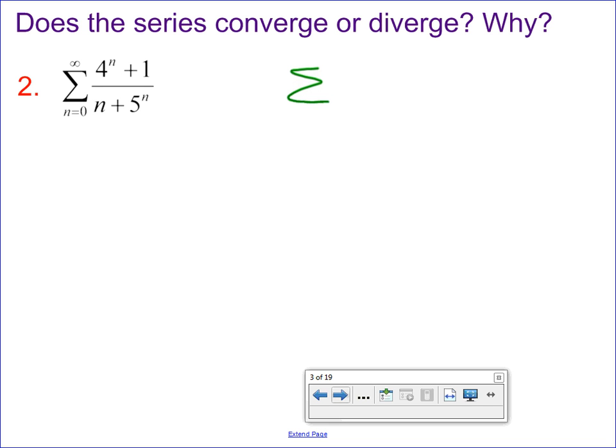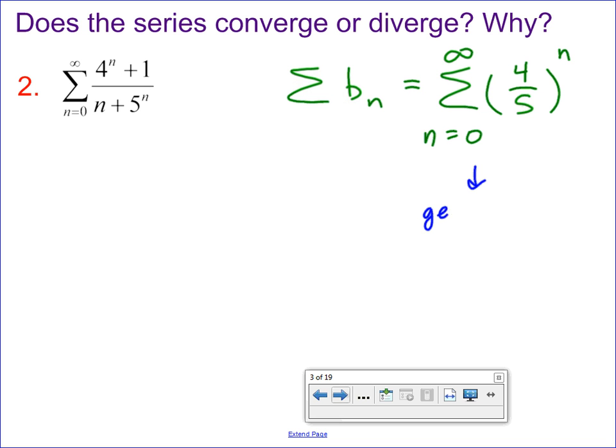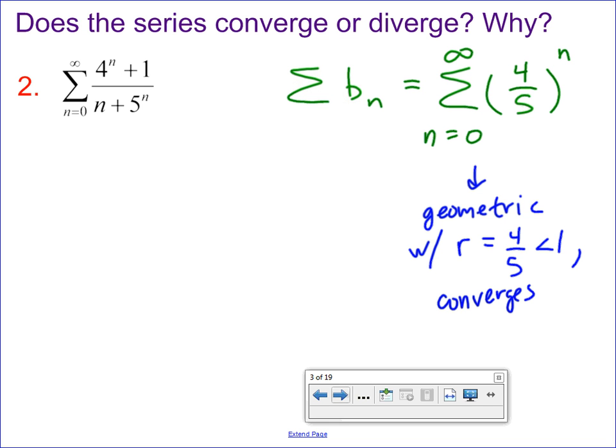Right? So we're going to go ahead and consider, let our known series be the sum from n equals 0 to infinity of (4/5)^n, which is geometric with r equals 4/5, which is less than 1, so it converges. Now, we need to go ahead and consider the original.